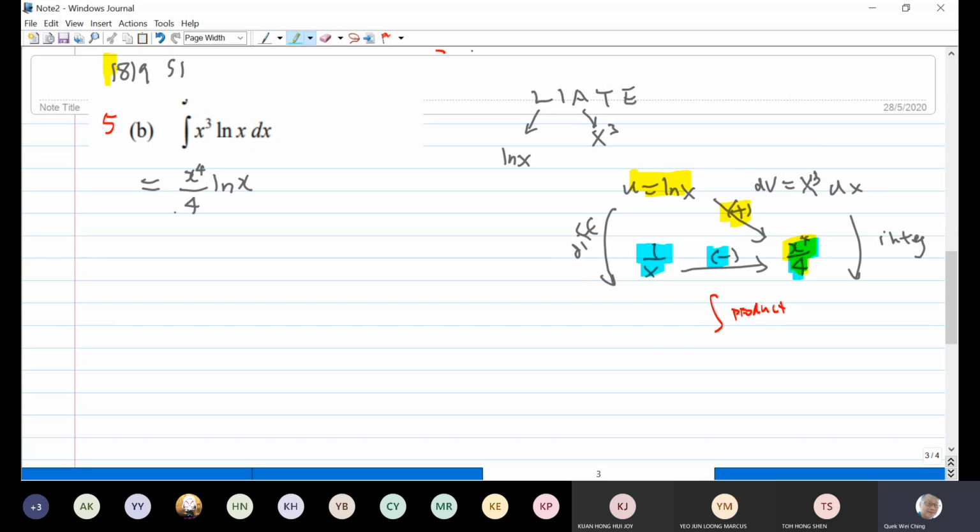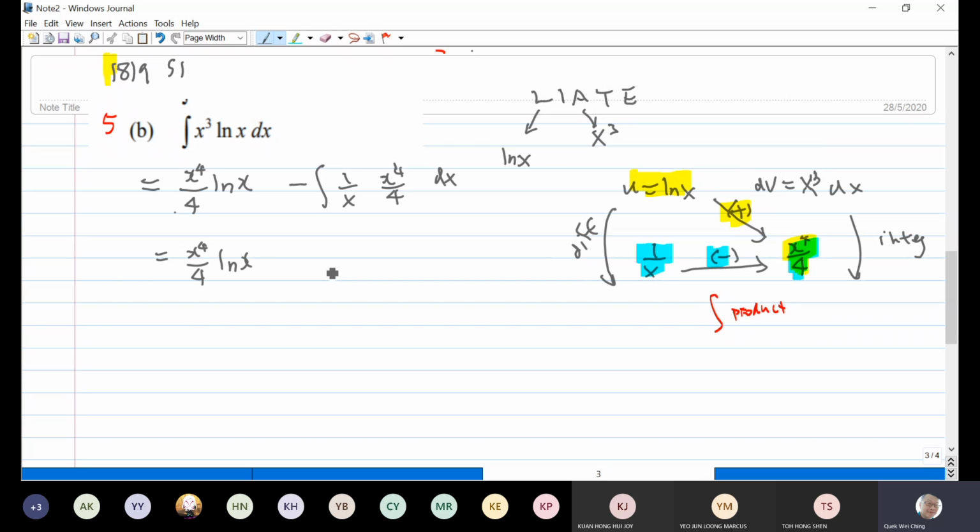So what you get now is this term is minus 1 over 4 x here, times x^4 over 4, then integrate. So how do we integrate this one? We cannot integrate this one term by term. There is no such integration rule, no product rule for integration. So you cannot integrate term by term.